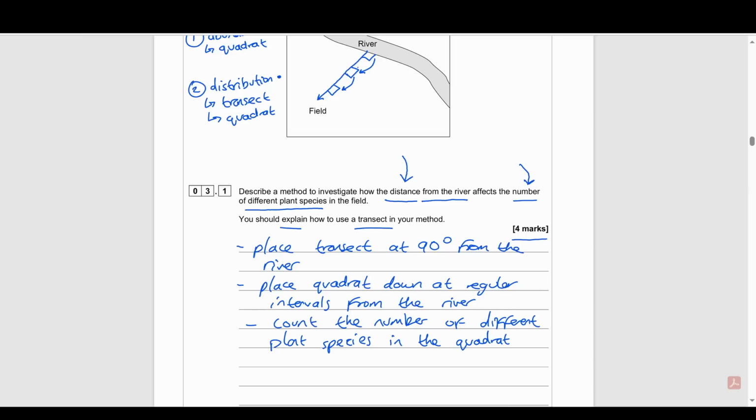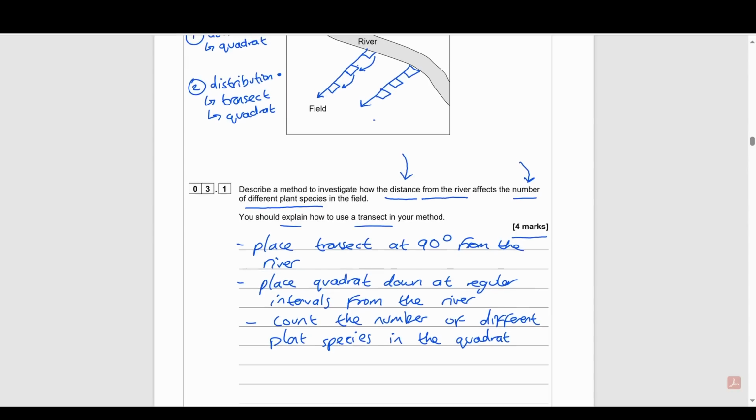Well, if we think about what we've done now, we've taken a transect and we've been measuring along this transect. But remember that the river is different in terms of its length. So we've just gone in a straight line in one part of the field. What would be then best would be for us to repeat this, but at a different location from the river. So we could do it there, but repeat the same thing. So take your quadrat, regular intervals, and count the number of different plant species.